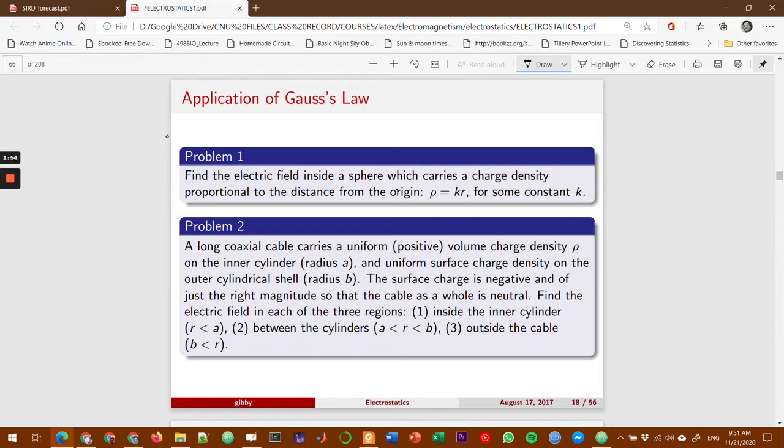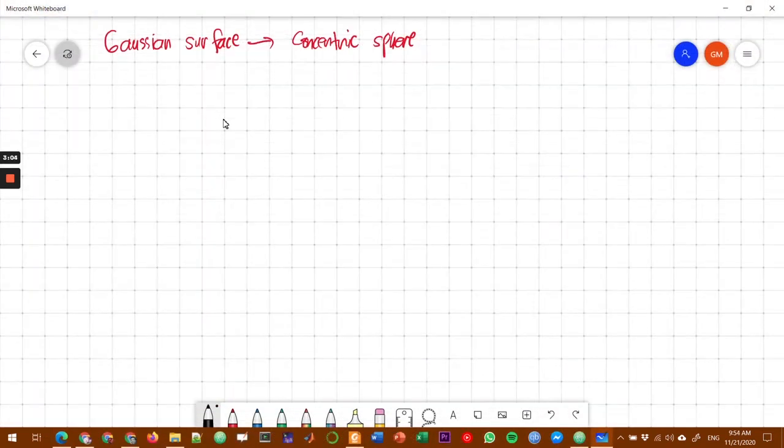So we have our rho here. This is a volume charge density, the charge per unit volume, for some constant k. Our Gaussian surface would be a concentric sphere. So we can calculate the electric flux of the system if we recall Gauss's law.